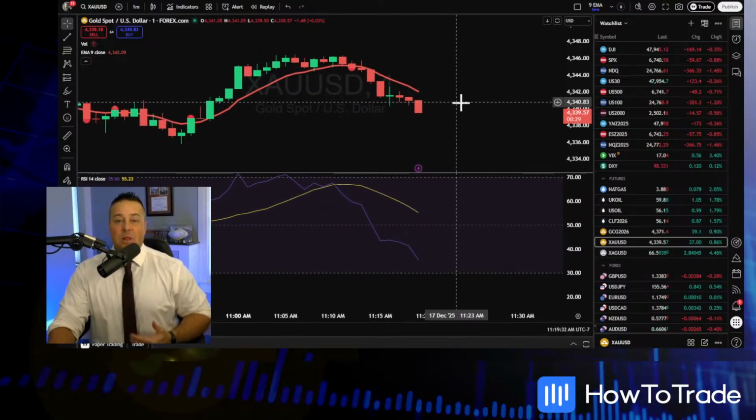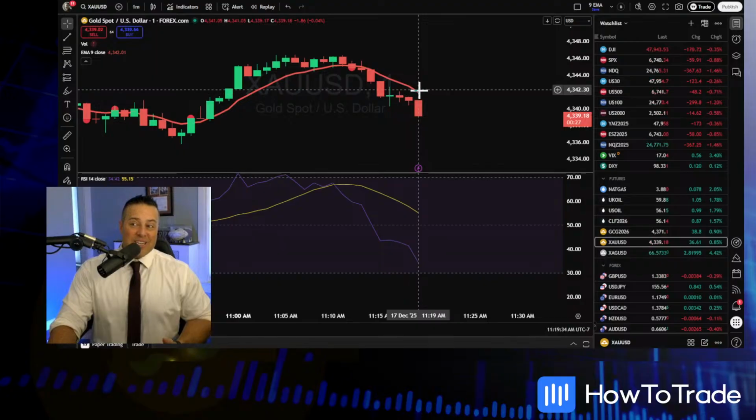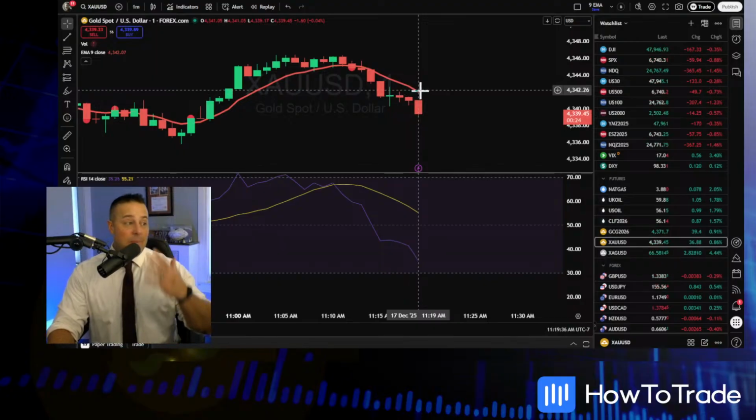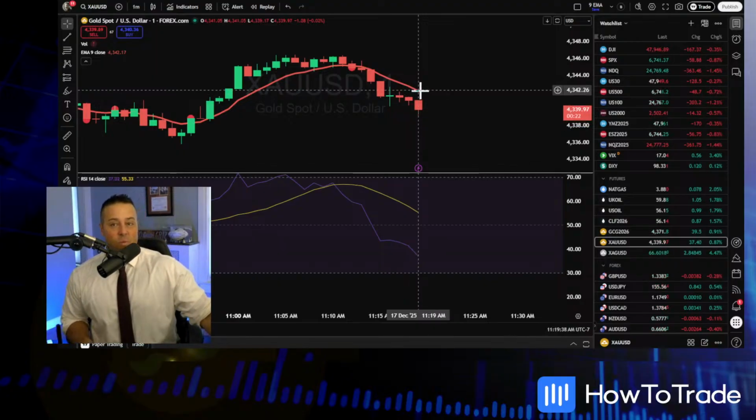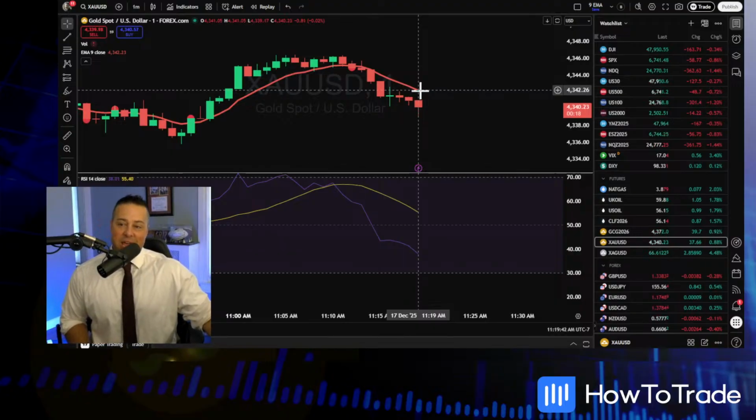Now, if we get below 30, we're going to look for price to cross back over the 9 EMA, and then we're going to buy it. It's that simple. On a 1 minute chart, probably a pretty good trade setup if we can get it. If we can't get it, then we've got a little bit of a problem. So we're going to let this one cook for another minute or two, and then we're going to get back to it.